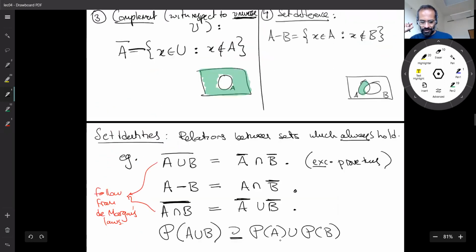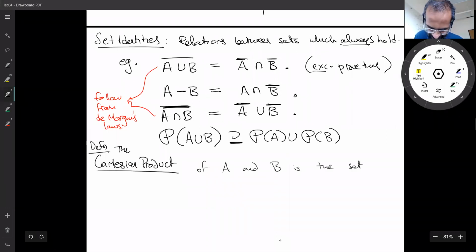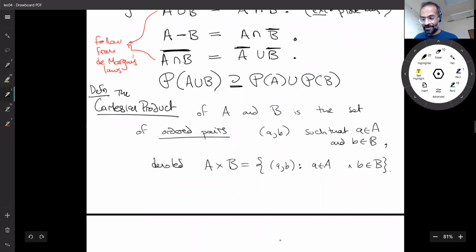What I want to do now, I should have said there's one more operation which comes up a lot, which is called the Cartesian product. The definition: the Cartesian product of A and B is the set of ordered pairs (a, b) such that a is an element of A and b is an element of B. It's denoted by the times notation. A times B is the set of (a, b) such that a is in A and b is in B. Ordered pairs means that (a, b) is not the same as (b, a). So (x, y) is not the same thing as (y, x). The order matters, unlike in a set.